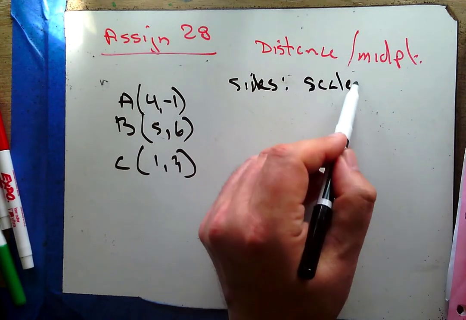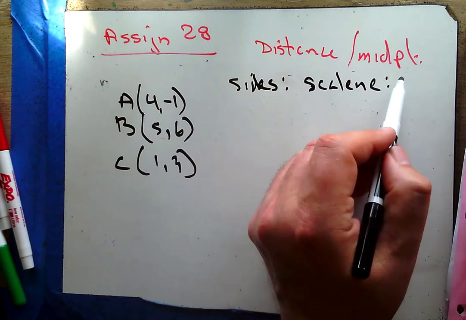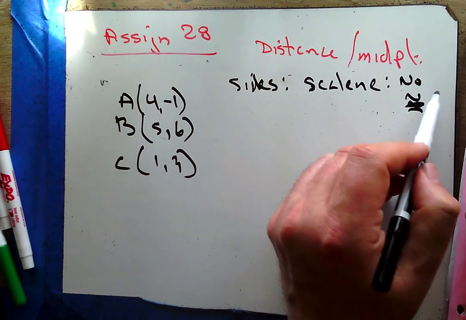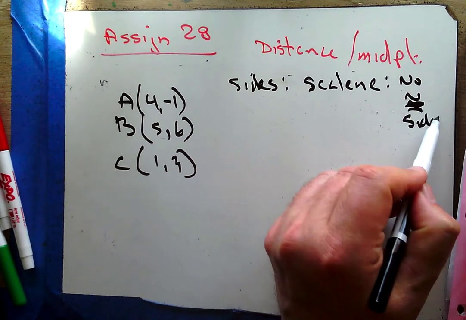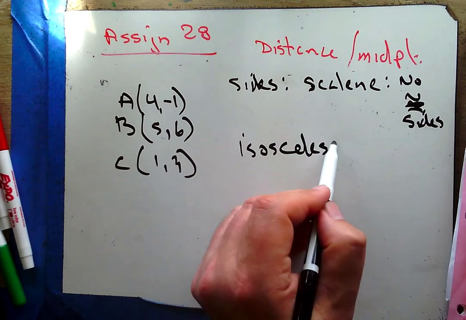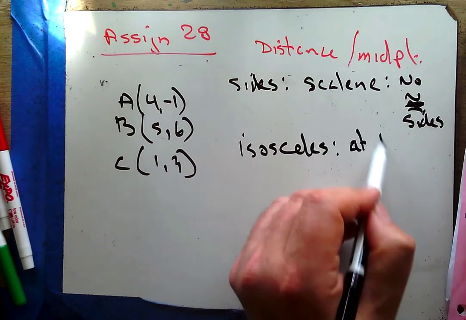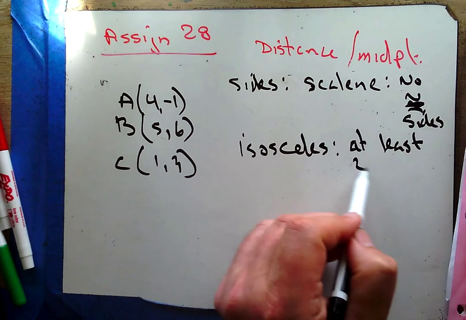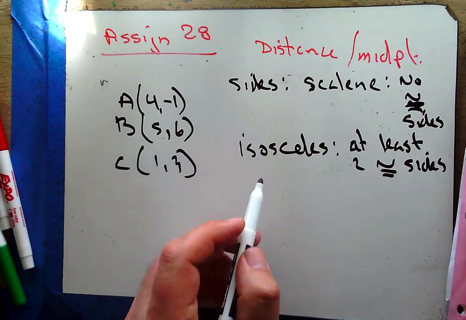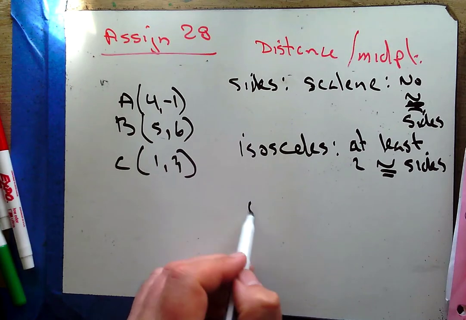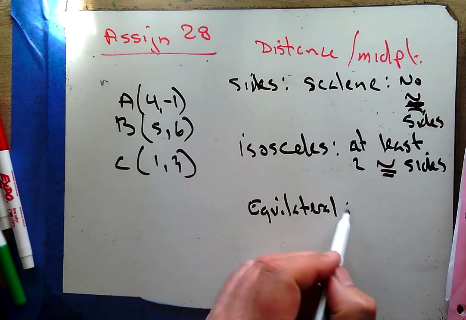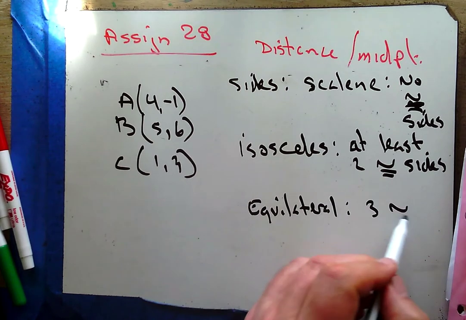We can say scalene, which means no congruent sides. We could say isosceles, at least 2 congruent sides, or the very specific type of isosceles called equilateral, which has 3 congruent sides.